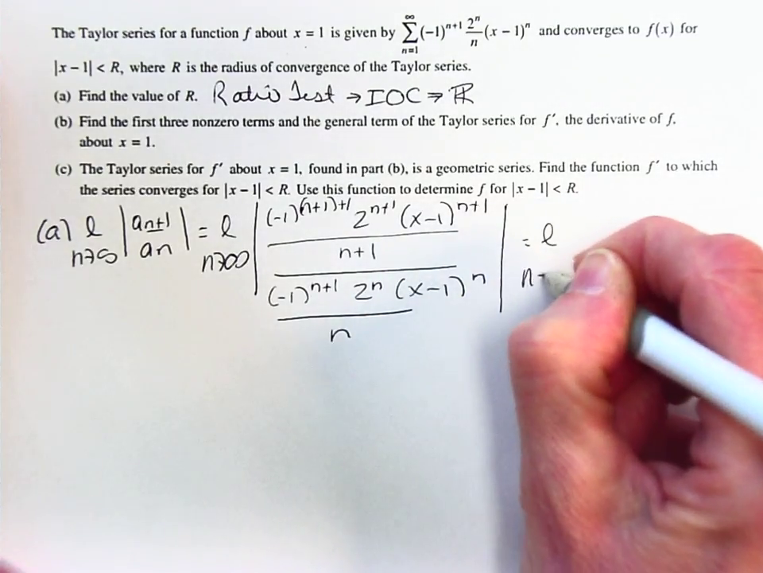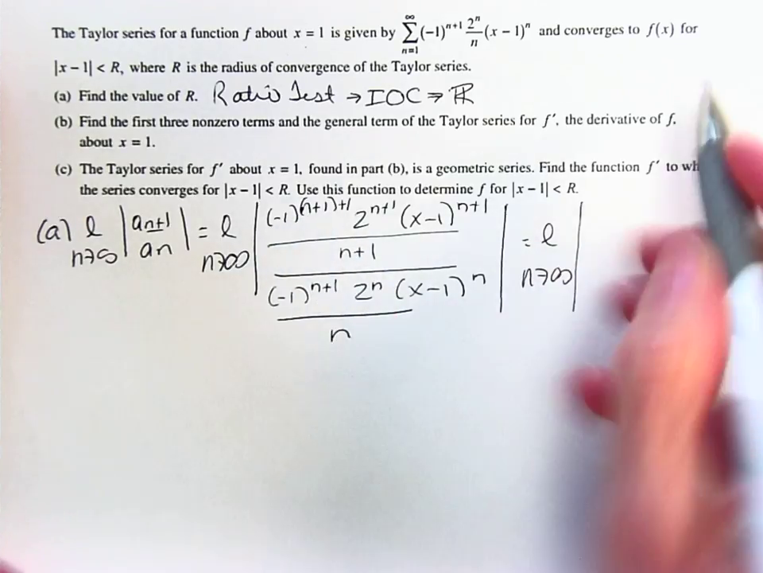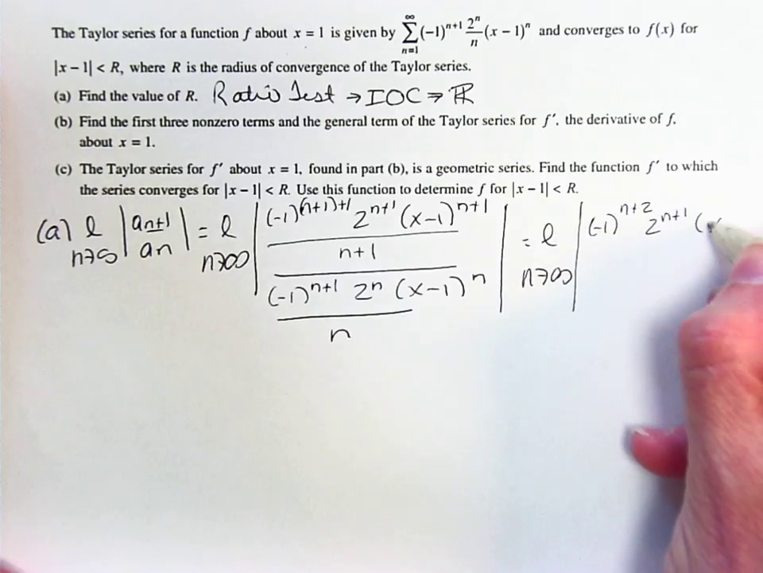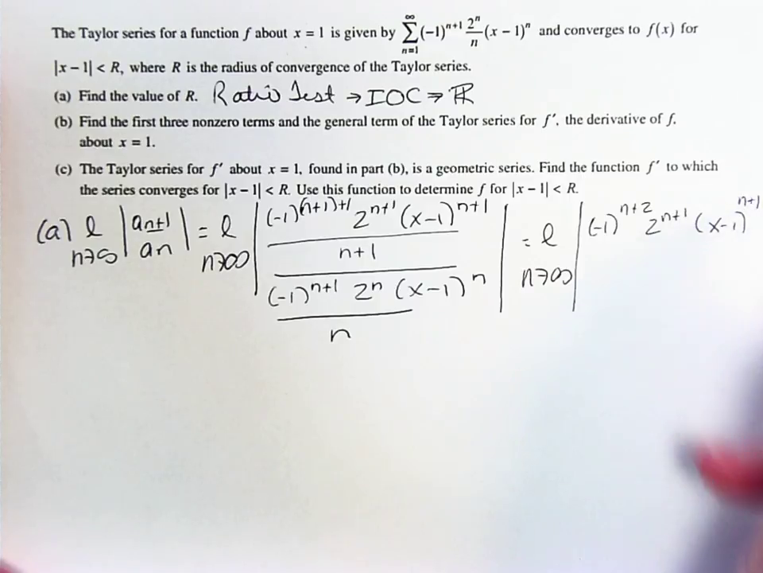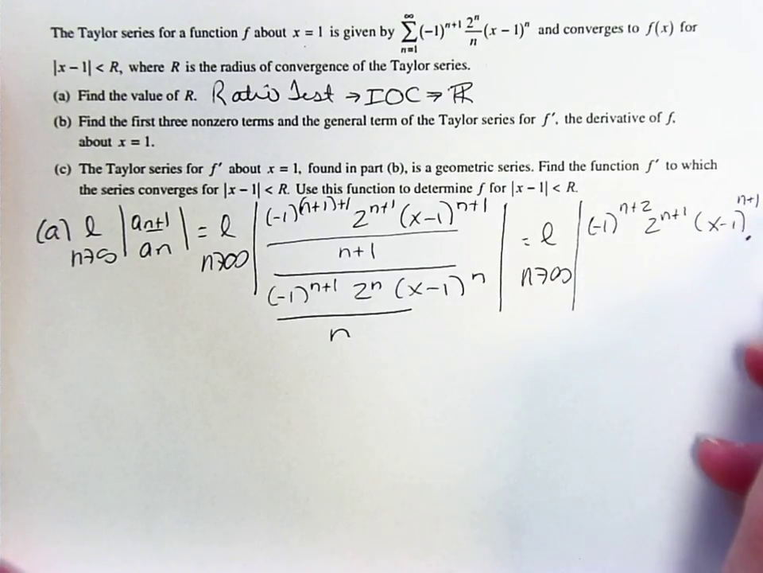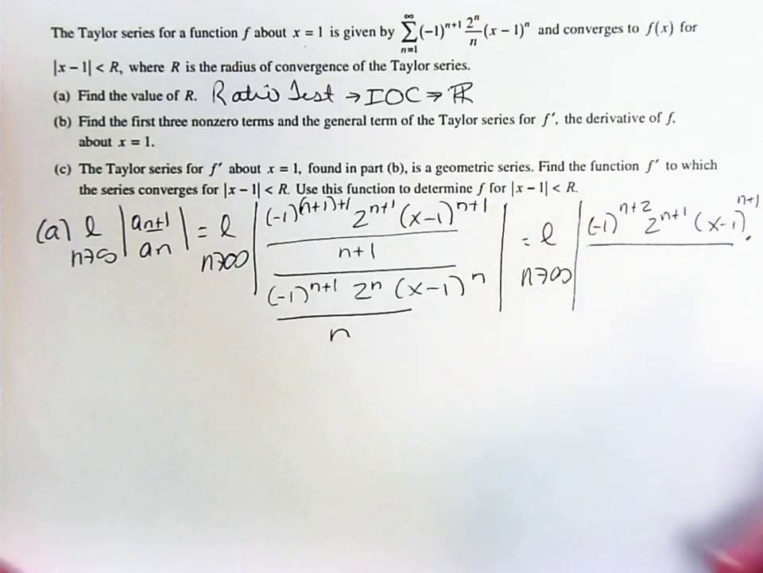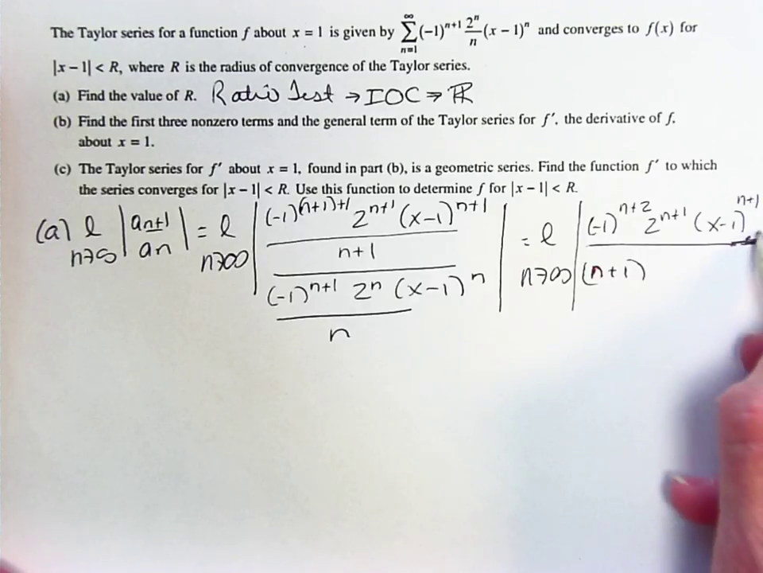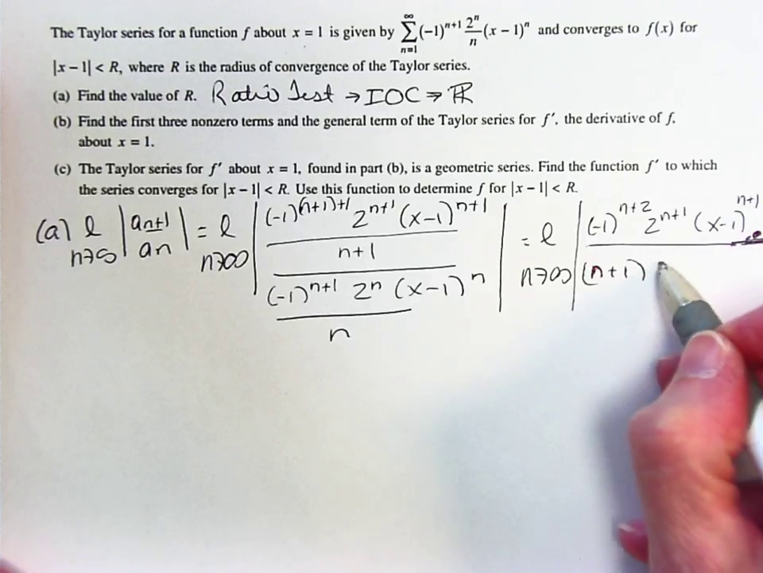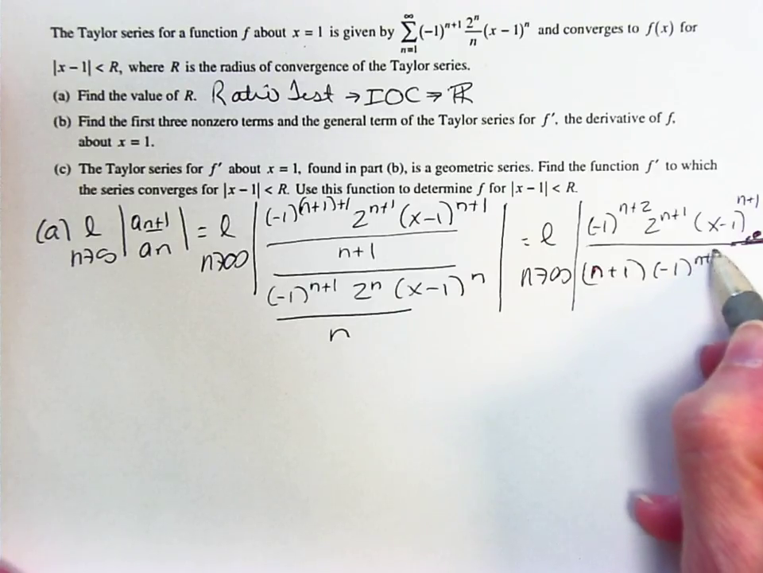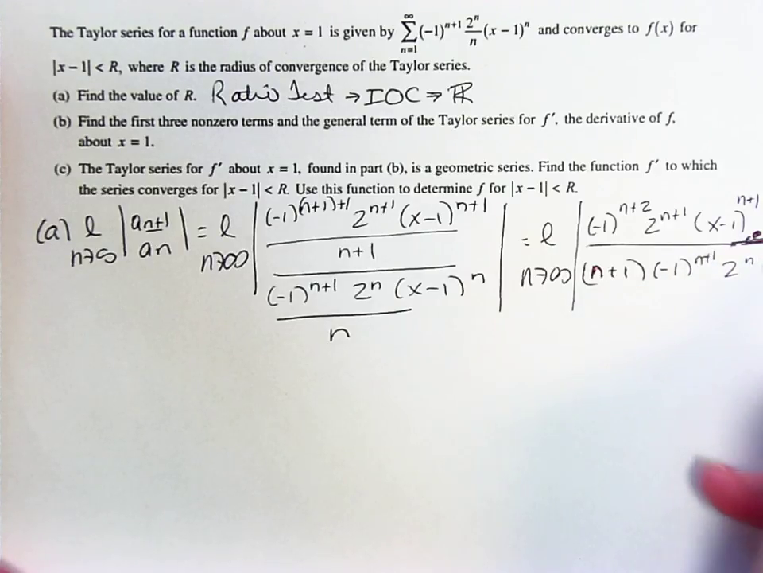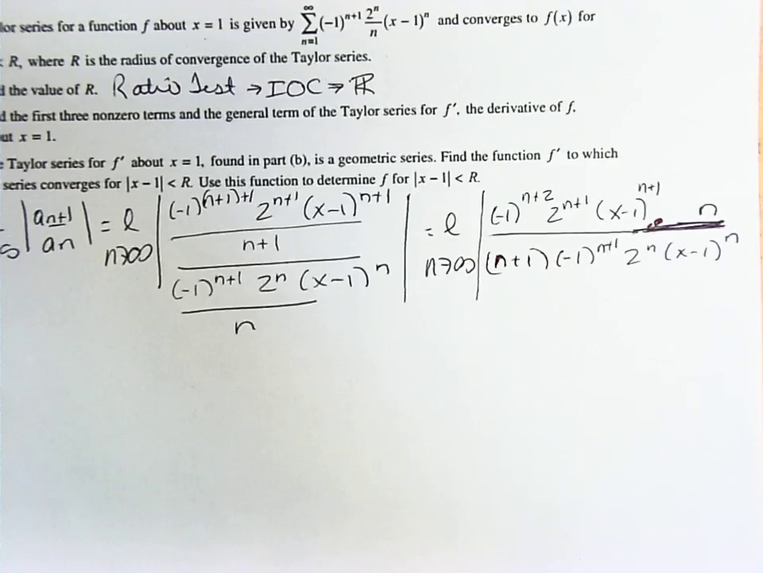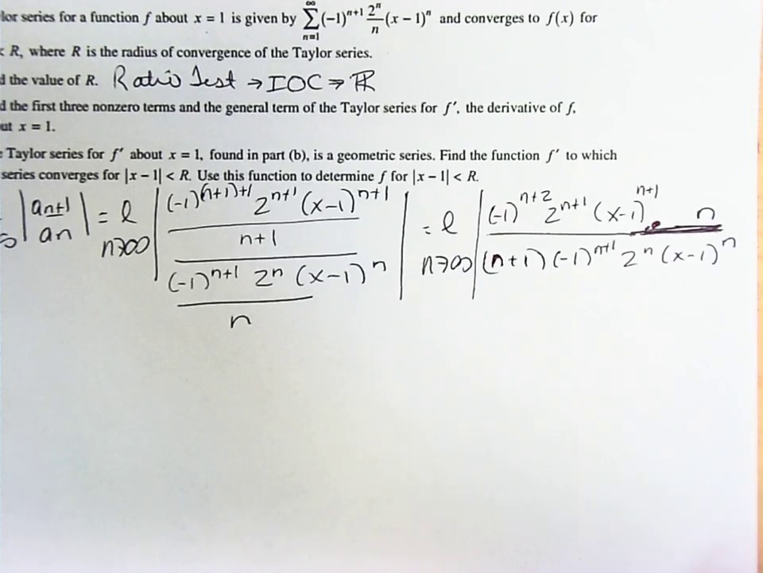Flip the guy and simplify. So this becomes n plus 2. So we have (minus 1) to the n plus 2, 2 to the n plus 1, (x minus 1) to the n plus 1 times, we're going to have an n here when we flip, and I have n plus 1, and the other stuff in the bottom is going to be (minus 1) to the n plus 1, 2 to the n, (x minus 1) to the n. Okay, and now we're going to work on simplifying some stuff. Sorry, you couldn't see that over there on the end. And I need an absolute value sign.